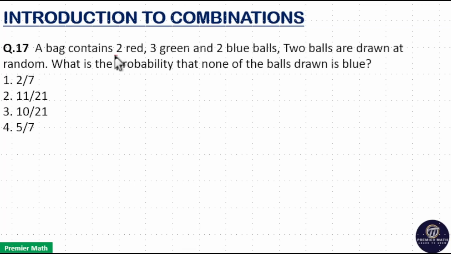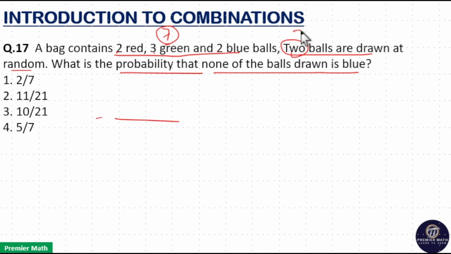A bag contains 2 red, 3 green and 2 blue balls. 2 balls are drawn at random. What is the probability that none of the balls drawn is blue? Here this is the probability of an event, that is, the number of favorable outcomes by the number of total outcomes. Now there are a total of 2 plus 3 plus 2, 7 balls available and out of this we need 2 balls. So 7C2 is the total selection. Our favorable outcome is that none of the balls drawn is blue. So when you draw these 2 balls, none of them should be blue.